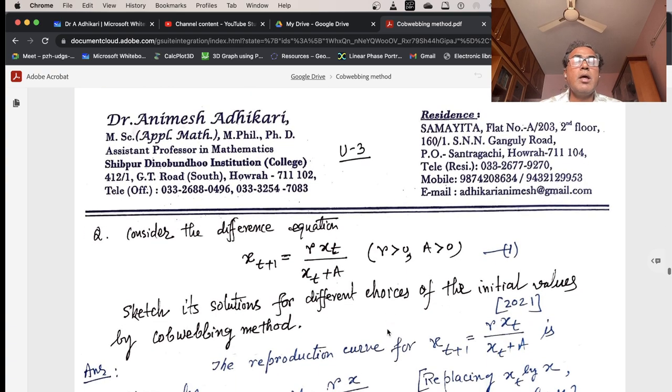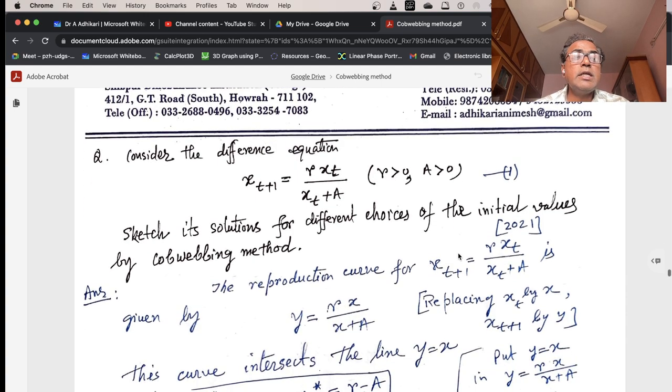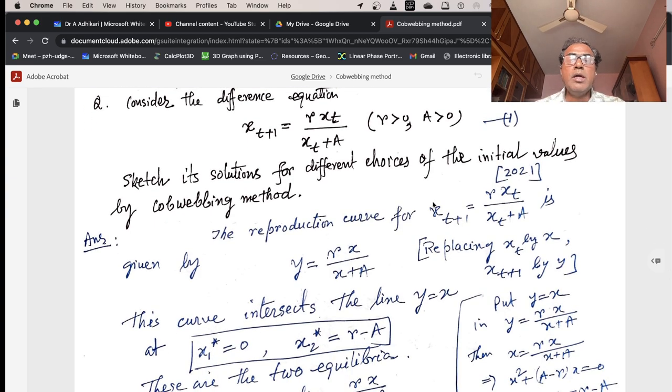Next question: x_{t+1} equal to r x_t divided by (x_t plus a), a question from 2021, where r is positive and a is greater than zero. Examine the solution for different choices of the initial values by the cobwebbing method. Here the reproduction curve is x_{t+1} equal to this, and put x_t equal to x and x_{t+1} equal to y for simplicity. So y equal to rx divided by (x plus a). Here a is a parameter greater than 0, and r is a parameter greater than 0.